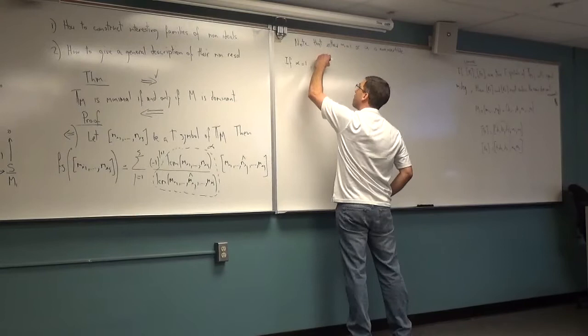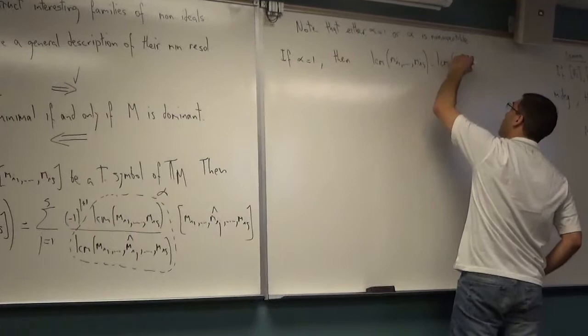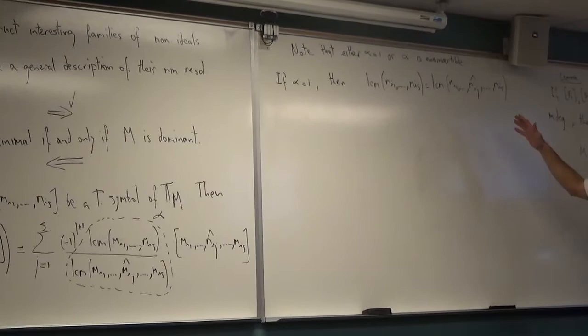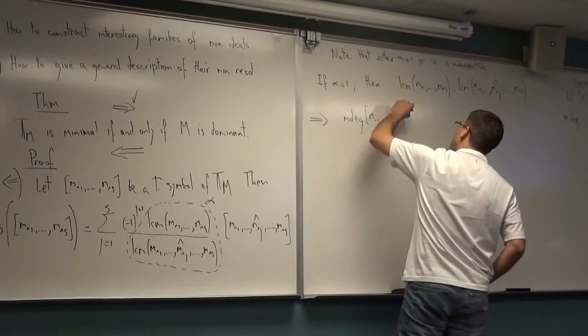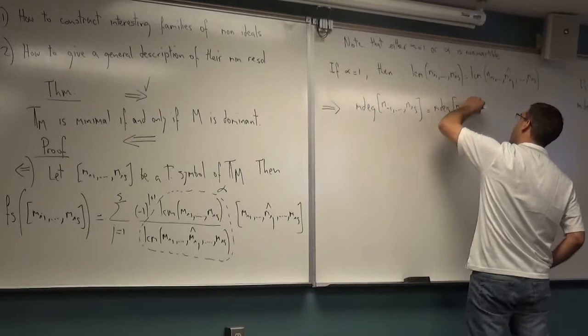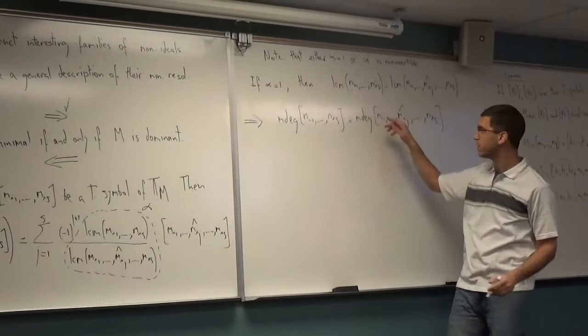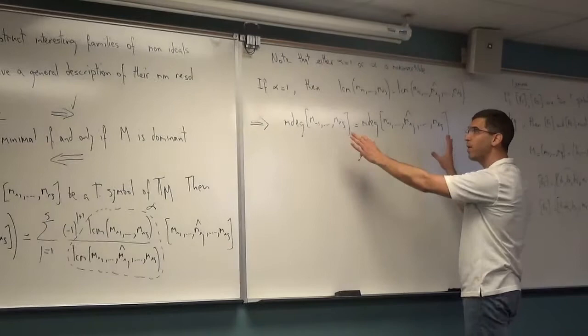Then this least common multiple of m_i1, ..., m_is is equal to the least common multiple of m_i1, ..., omit m_ij, ..., m_is. Right? But these are the multi-degrees of two Taylor symbols. By definition, the multi-degree of m_i1, ..., m_is is the least common multiple of these monomials, and by definition, the multi-degree of this Taylor symbol is this least common multiple. So we have this identity, which means that we have two Taylor symbols with equal multi-degree.